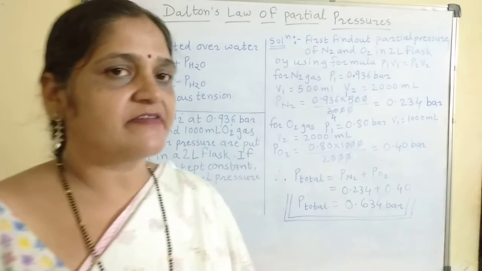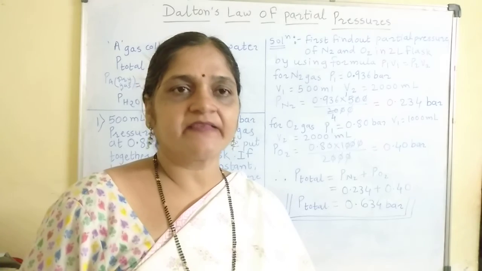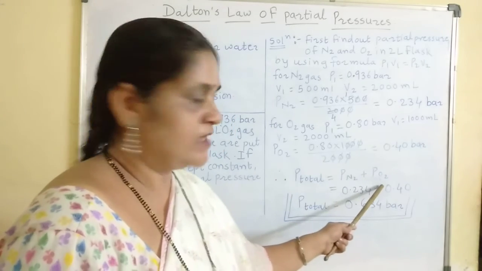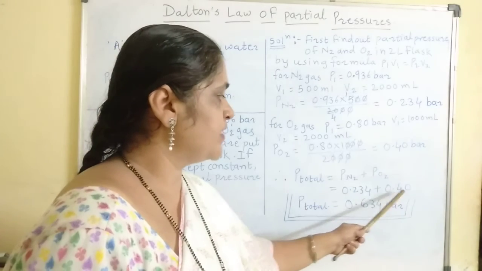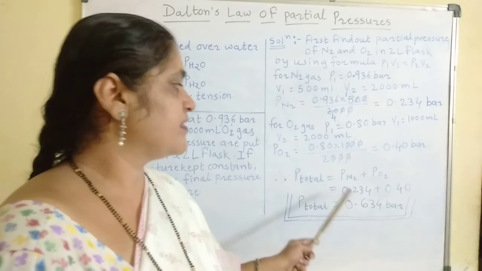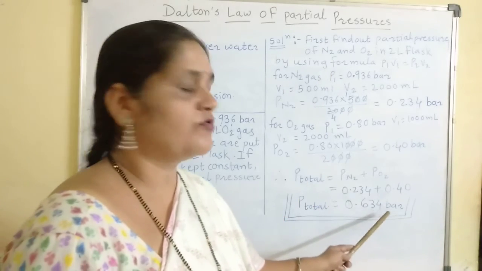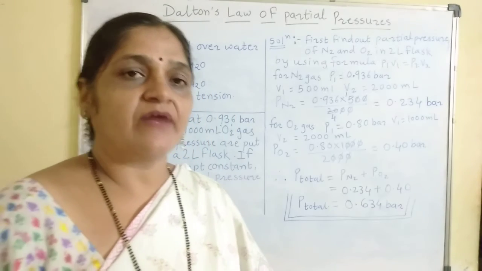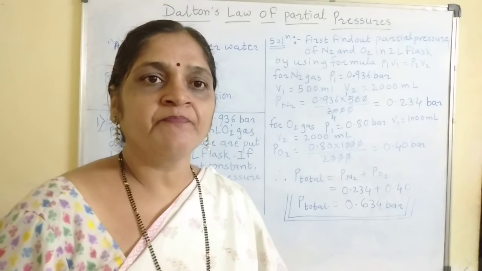Now we have got these two gas partial pressures. Total pressure is nothing but the sum of the partial pressures of the gases present in the mixture. Therefore P total is equal to P(N2) plus P(O2). The P(N2) value is 0.234 and the P(O2) value is 0.40. Therefore the total pressure of the mixture in the 2-liter flask is 0.634 bar. This way we can use Dalton's law of partial pressure to find the total pressure of the mixture of gases present in the flask.